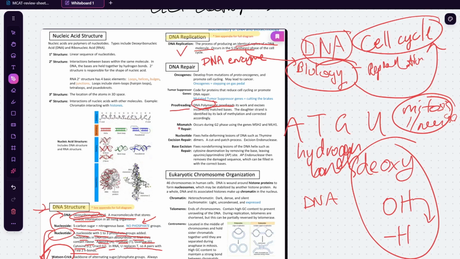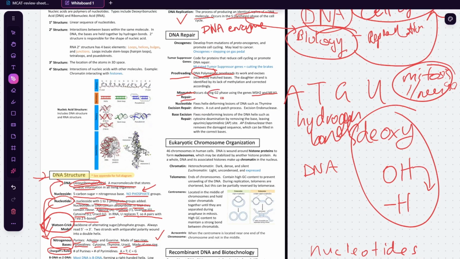And then mismatch repair over here is where you use genes, basically after you've replicated, in the G2 phase of the cell cycle. What you're doing is scanning the newly replicated DNA for mismatches. So any mismatch is just cut out and then resynthesized. So it's cutting out all the bad stuff, but that's only during the G2 phase after replication has occurred.